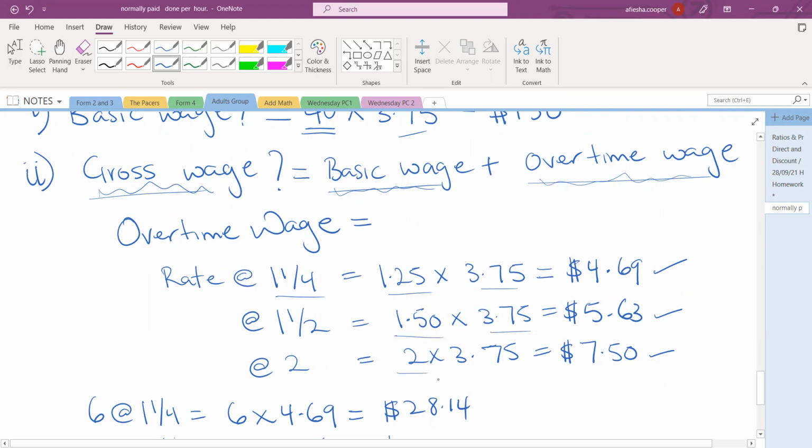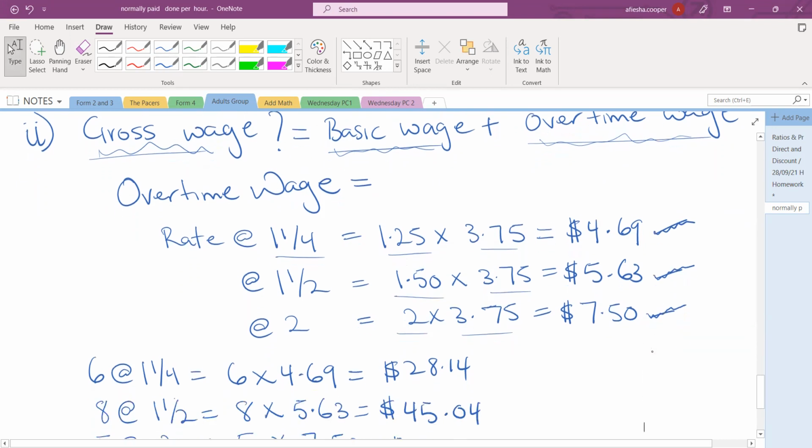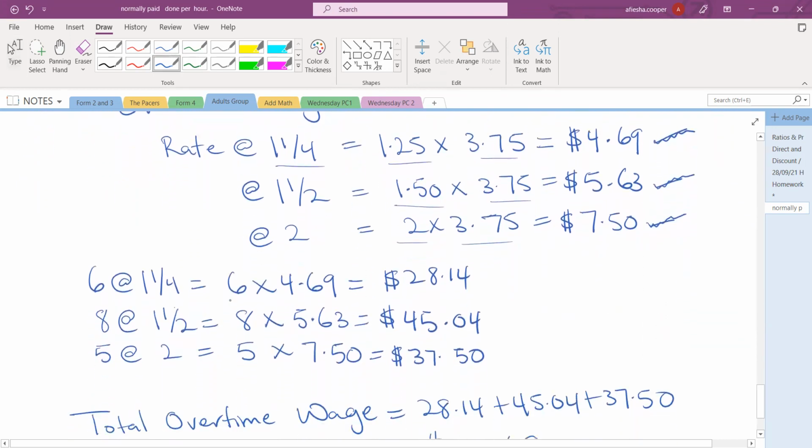And double time will be 2 by 3.75 the hourly rate. So this is the hourly rate for time and a quarter overtime, the hourly rate for time and a half overtime, and the hourly rate for double time overtime. So we are not doing it for 1 hour each. She worked for 6, 8, and 5.